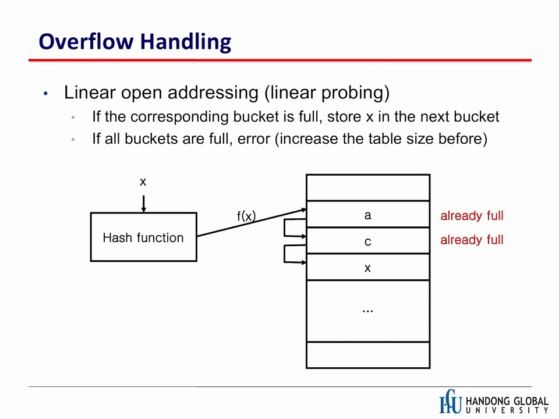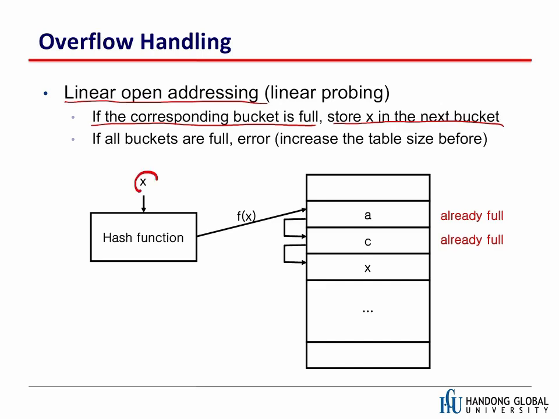So now we have a really good hash function, based on converting the key into an integer and some arithmetic operations. But still we have overflow problems. Okay, then how can we handle that? So there are a couple of approaches. First one is linear open addressing or linear probing. So linear probing means we will check linearly. That's why we call it linear probing. If the corresponding bucket is full, then store X in the next bucket.